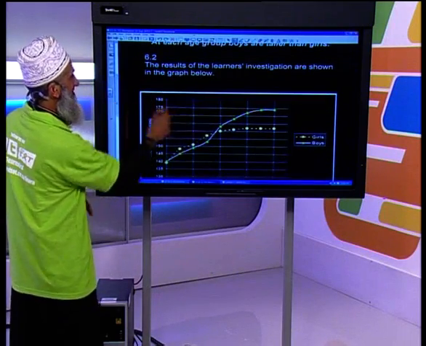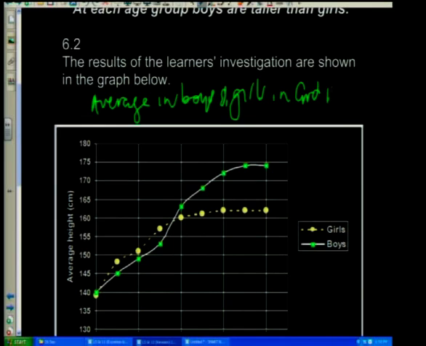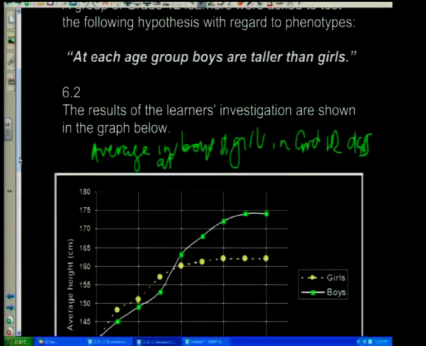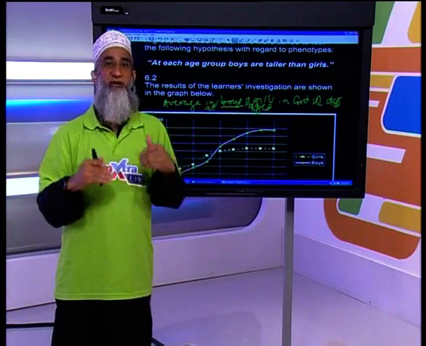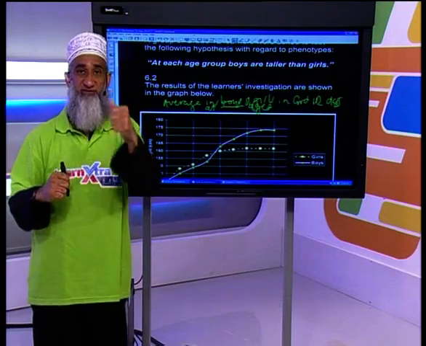Provide a title for the graph. It's showing the investigation here. Obviously, average height in boys and girls in the grade 12 class, or not in the grade 12 class, in whichever class, at different ages. So notice you have the independent variable and the dependent variable. The height at different ages is measured in this particular graph. Do that, and you have your title there. In your own graphs, you must have that as well.